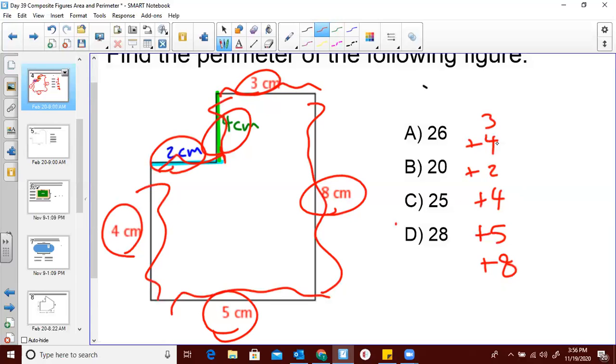All right, so 3 plus 4 is 7, plus 2 is 9, 13, 18. Looks like our answer is going to be A, 26. If you add those up in Desmos, you will get A, 26. Oh, and don't forget that it is centimeters.